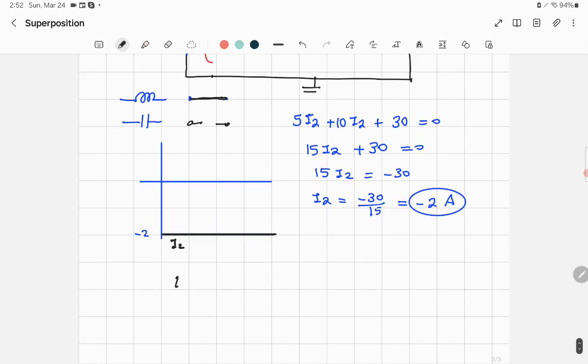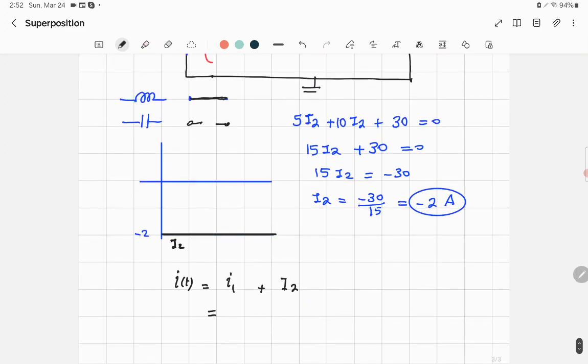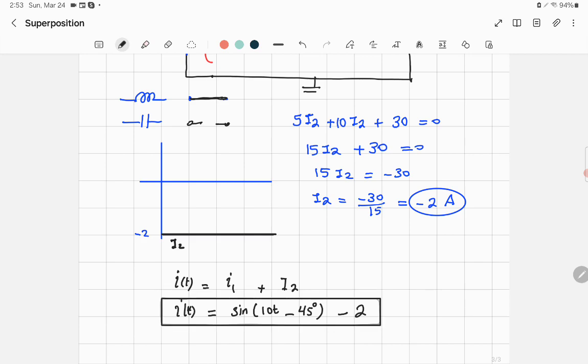I will say the total current i of t is equal to I1 plus I2. But because I2 is DC, I just make it uppercase. What's I1? We found I1. It's 1 sine(10t minus 45 degrees), I don't have to write the 1, plus I2, which is equal to minus 2 amps. So that will be the total current. Of course, as you see, it has two components, AC and DC.